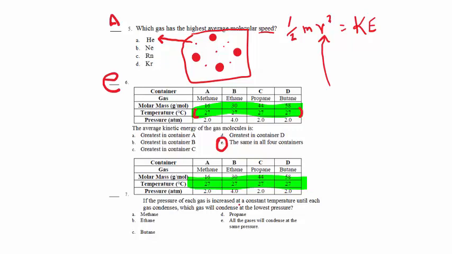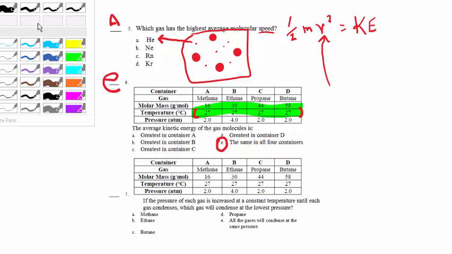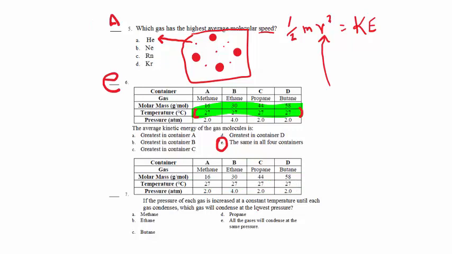If the pressure of each gas is increased at a constant temperature until the gas condenses, which gas will condense at the lowest pressure? Now, this actually does not have to do with the temperature, so I'll go ahead and erase that if I can. Okay, there we go. What this has to do with is the amount of attraction between the particles. So methane being the lightest one here, methane is CH4, has the lowest mass. Ethane has 2 carbons, propane has 3 carbons, and butane, as you know, has 4 carbons.